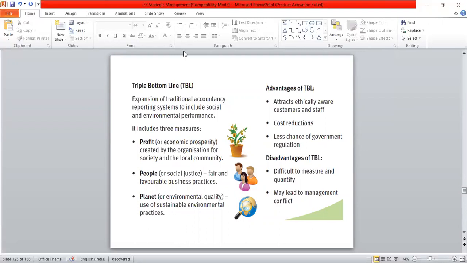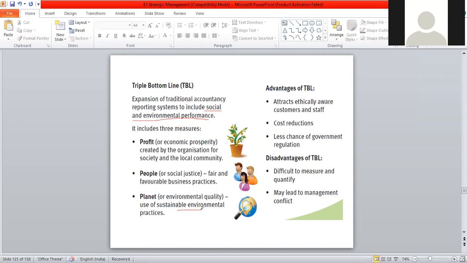So, apart from the accounting transactions, it is also including the reporting aspect, the reporting of the social and environmental performance. The first one talks about profit or economic prosperity created by the organization for society and local community. The people, that's for the social justice, fair and favorable business practices. For the planet, that is the environmental management accounting or environmental quality, use of sustainable environmental practices.